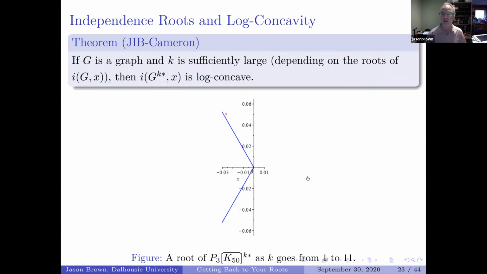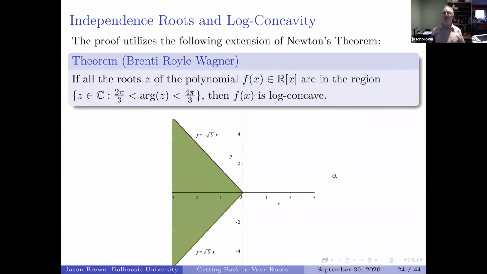So what does that do? The proof uses the following extension of Newton's theorem. Remember, I mentioned Newton's theorem says that if you have this generating polynomial where the coefficients are all positive and the roots turn out to be all real, and if they're going to turn out to be all real because the coefficients are positive, that really means that the roots turn out to be negative numbers, all negative numbers, then the sequence is unimodal. But really what Newton proved was that the polynomial was log-concave, and therefore the sequence was unimodal.